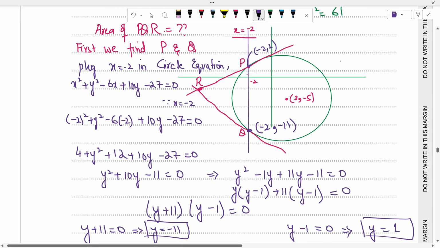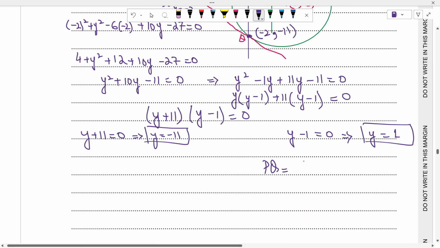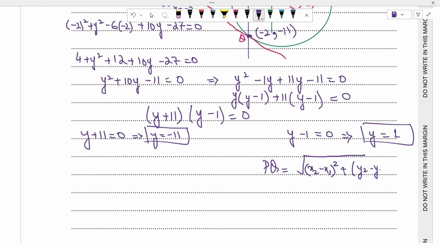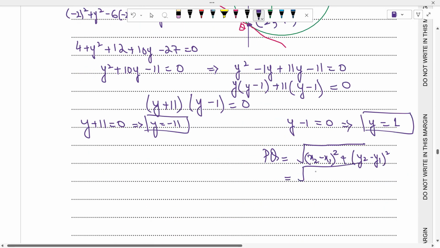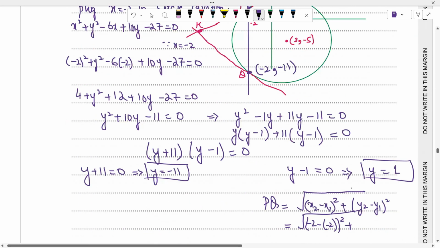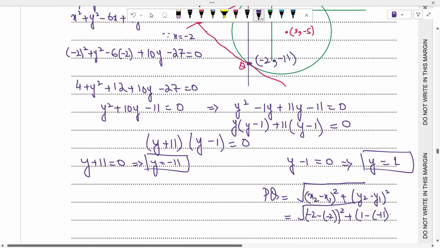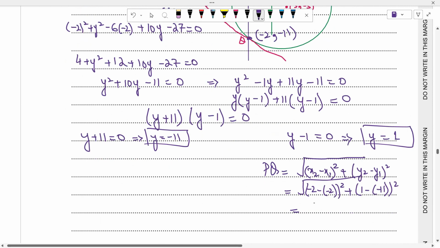So we have calculated the points P and Q, and the distance between PQ is the square root of (x2 minus x1) squared plus (y2 minus y1) squared. Because the x coordinate is the same, which is negative 2, this will be equal to the square root of (negative 2 minus negative 2) squared plus (y2 minus y1, which is 1 minus negative 11) squared. So this will be equal to the square root of 12 squared, which is equal to 12.